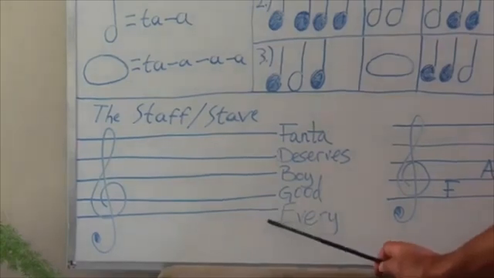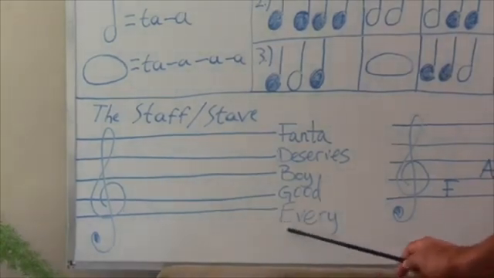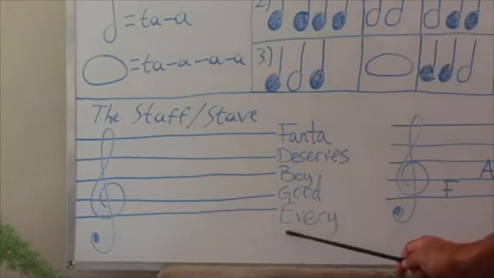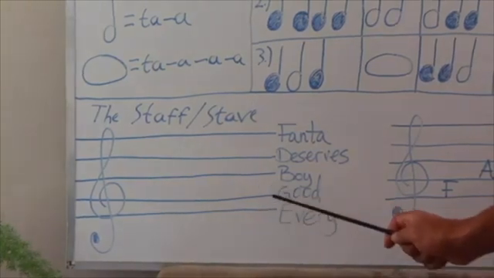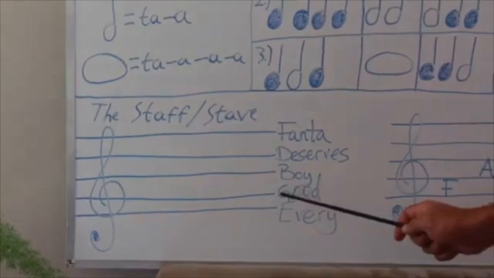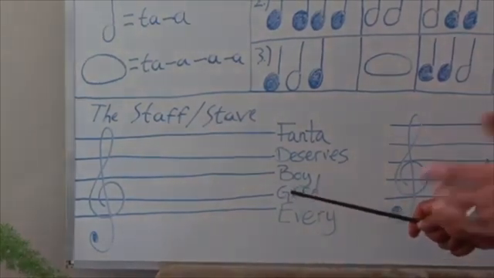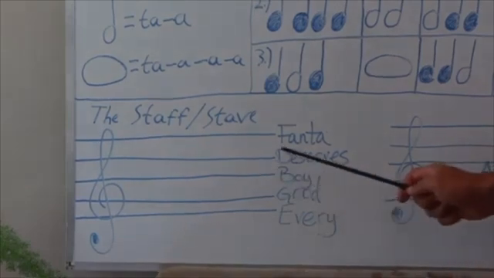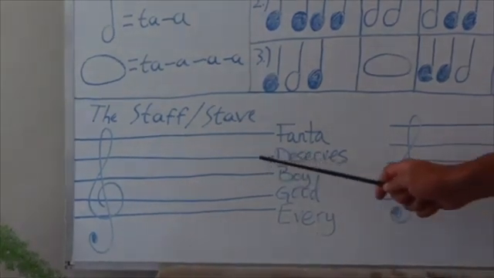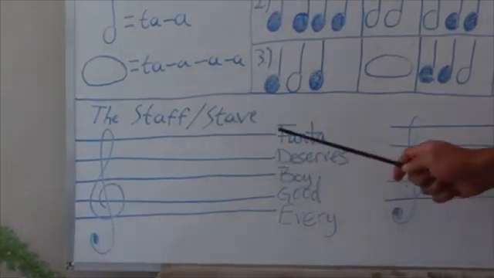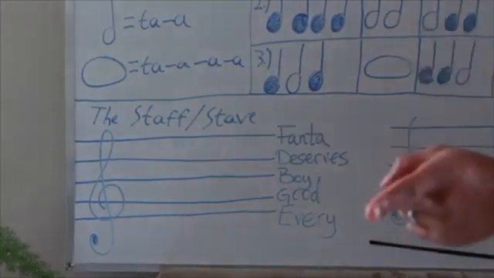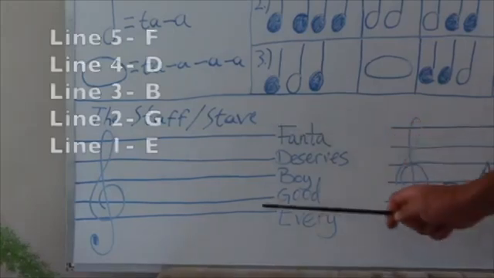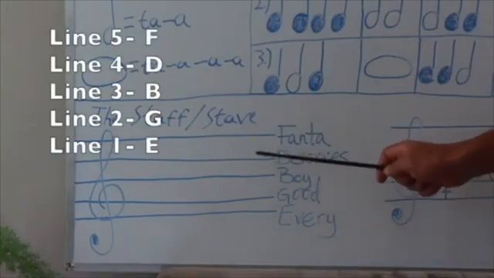So line 1 will get E, because the first line gets every, and the first letter of every is E. Line number 2 has good as its word, so it's going to get G, because the first letter of good is G. And boy starts with B, so the middle line is B. Deserve starts with D, so this second top line is D. And Fanta starts with F, so this top line is F. So E, G, B, D, F.